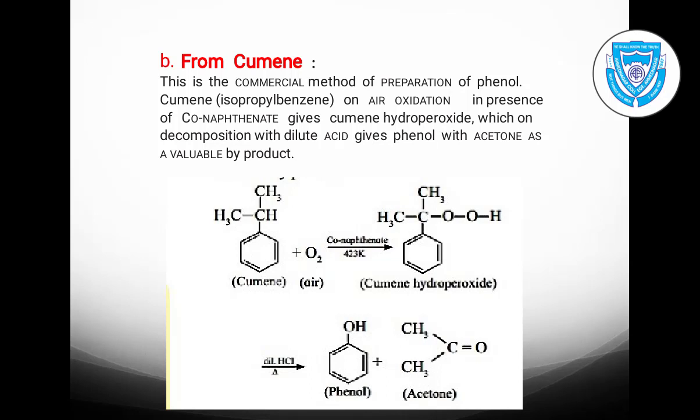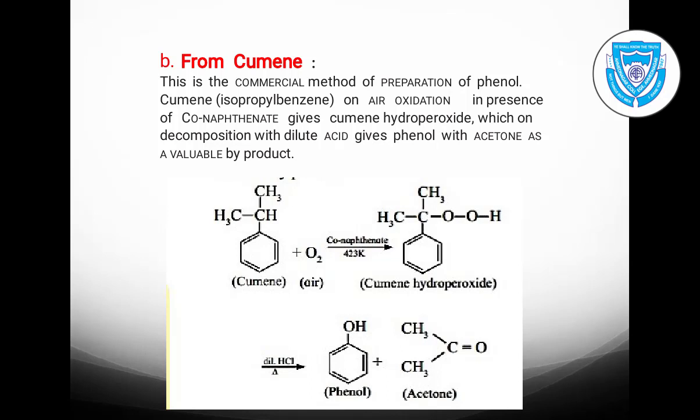Both the products that are obtained in this method, that is phenol and acetone, are important products. You get phenol as well as acetone. Acetone too has ample of uses. So you can get a question for 2 marks or 3 marks like, how can you prepare phenol from cumene? Cumene on oxidation with O2 in the presence of cobalt naphthenate as a catalyst at 423 Kelvin will give you cumene hydroperoxide. This cumene hydroperoxide decomposes with dilute HCl to give you phenol and acetone.